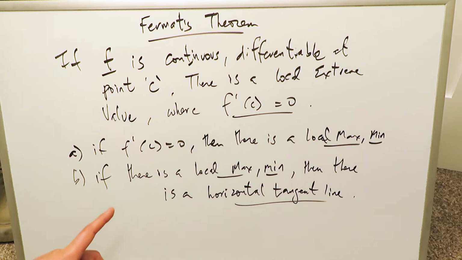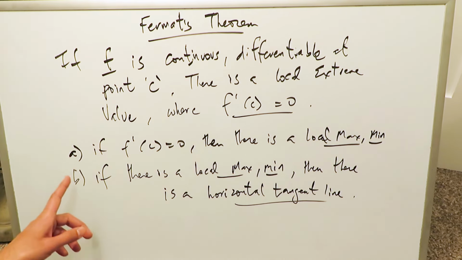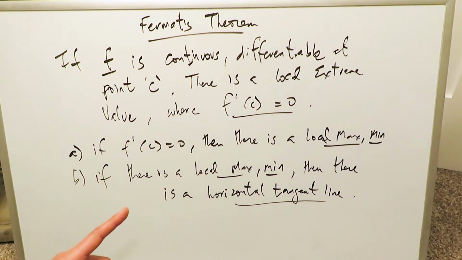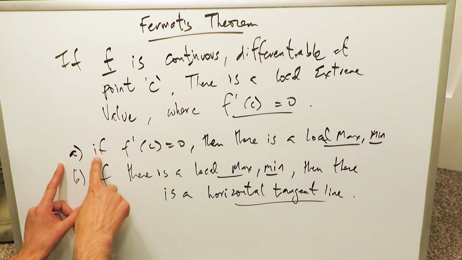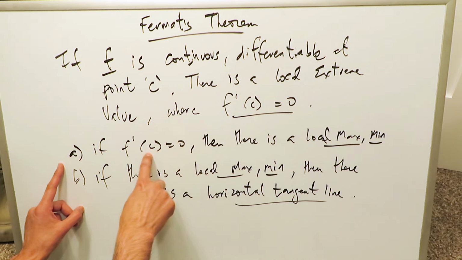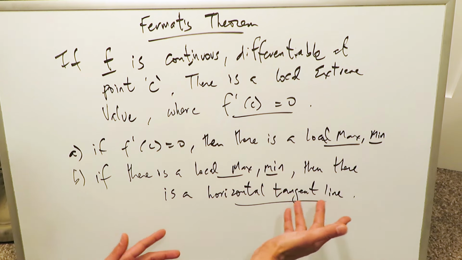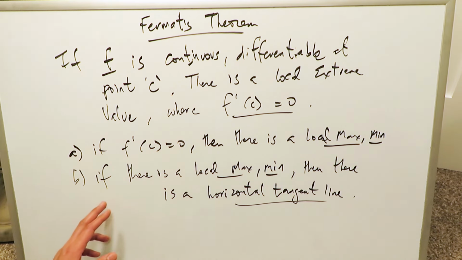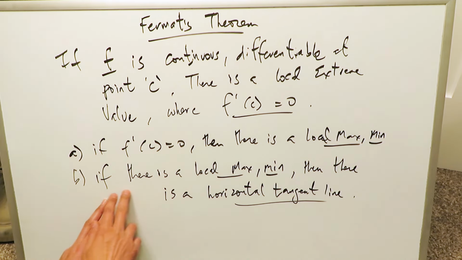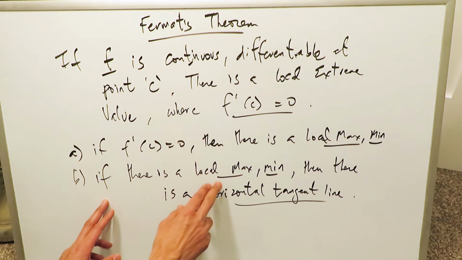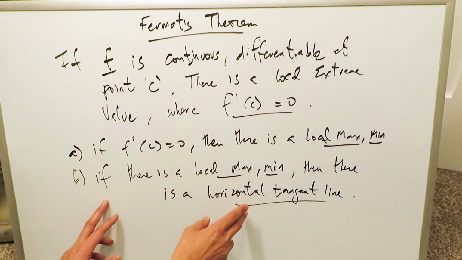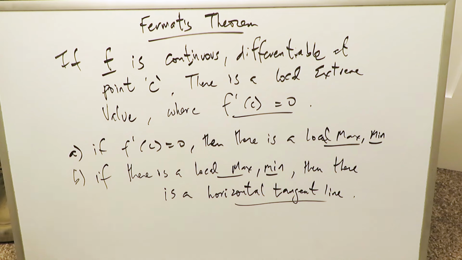If you want to understand Fermat's theorem in an easy way, you should look at the statements in both the forward and the reverse direction. In one way, you can say this: if there's a horizontal tangent line present at a critical value, then you have a local maximum or a local minimum. That's one direction of looking at it. In another direction, you can look at it in this way: if there is a local maximum or a local minimum, then you have a horizontal tangent line present at that point. You see how we're looking at it in both directions?